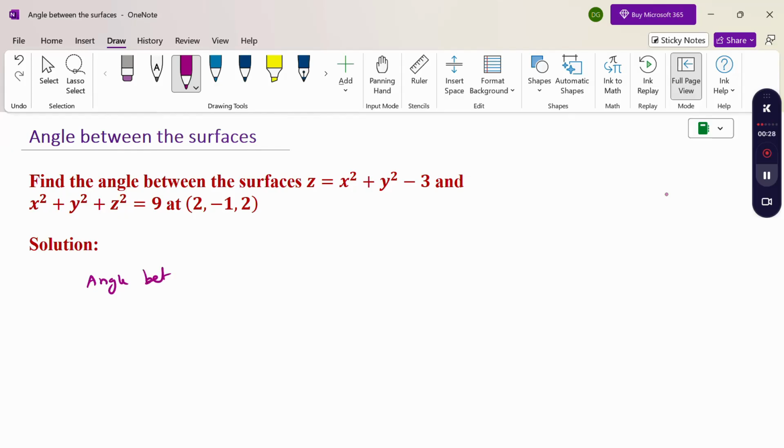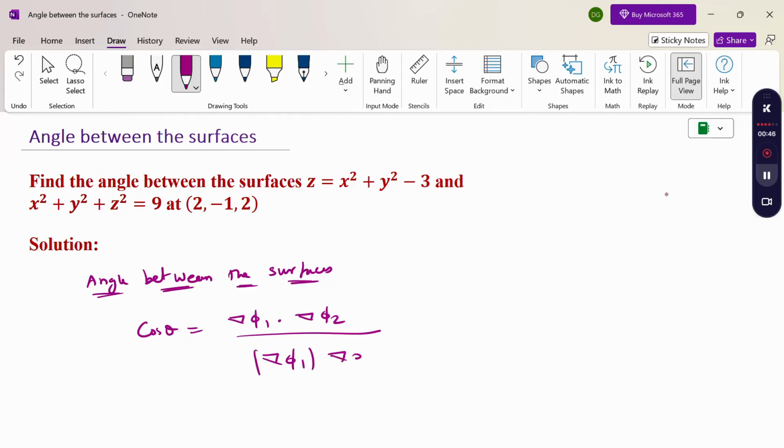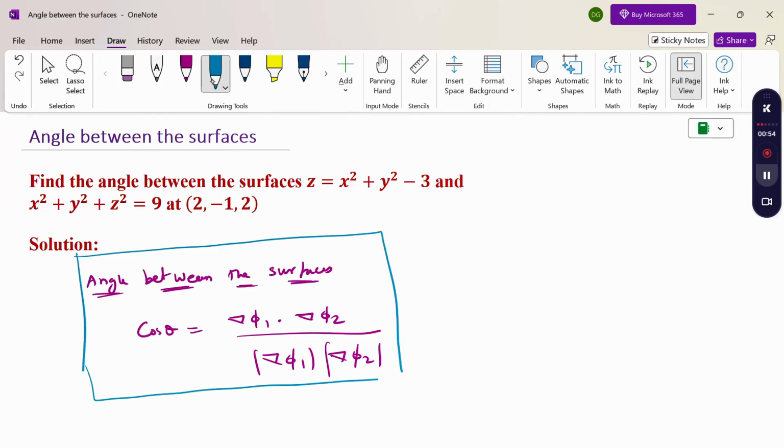The angle between the surfaces is given by cos theta equal to del phi 1 dot del phi 2 divided by modulus of del phi 1 times modulus of del phi 2. So this is our formula for calculating the angle between the surfaces. Here, let us consider two functions, phi 1 and phi 2.